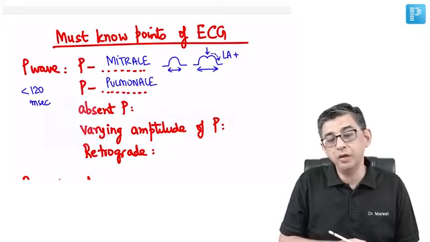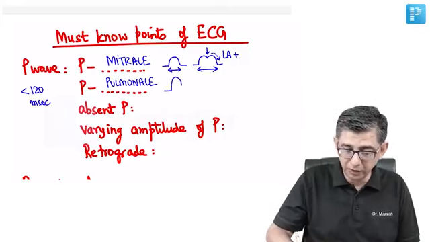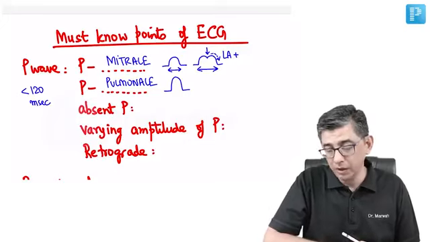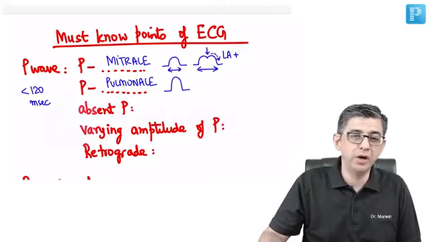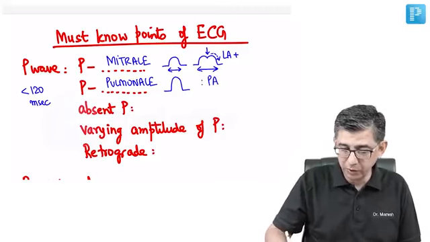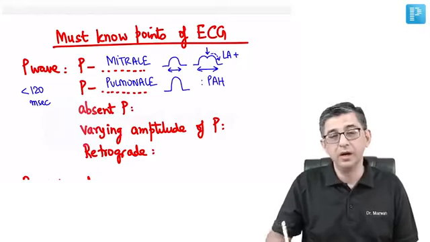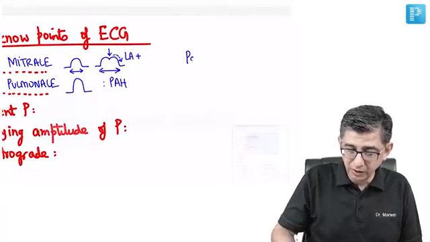P pulmonale would mean that now there would be an increase in the vertical height of the P wave, and this would be more than 2.5 millimeters when it comes to evaluating in the limb leads of the patient. One of the important causes of this would be pulmonary artery hypertension, as I said, and why I repeated that is because in the exam they asked regarding what is pseudo P pulmonale.